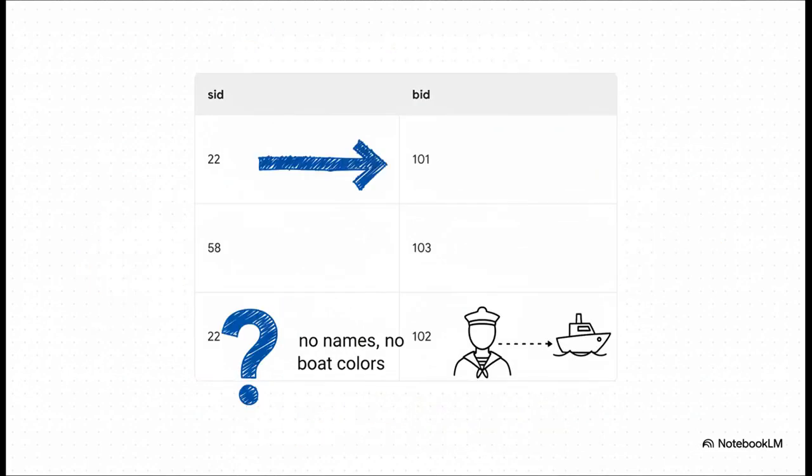And here's piece number 2. This is the reserves table. This one connects a sailor ID to a boat ID. This is the crucial link, the glue that holds it together. But again, notice what's missing. No sailor names and no boat colors. It's literally just the connection.